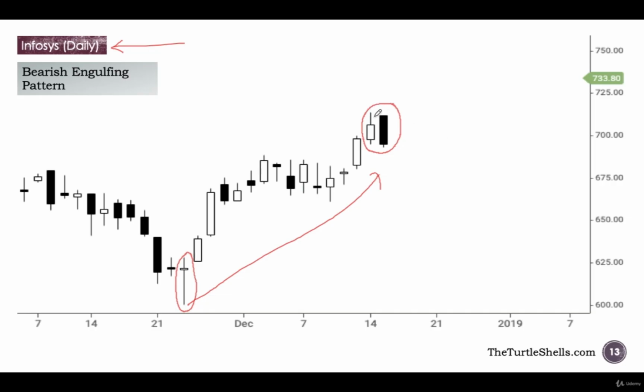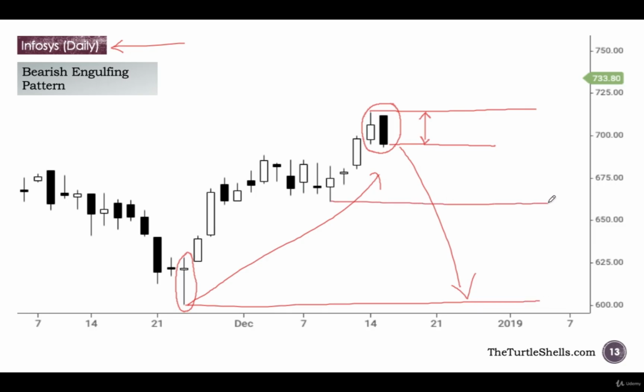So the highest high of these two candles becomes a resistance. So we keep our stop loss just above that. Then our entry point is the price at which the bearish engulfing pattern has closed. Then that is our risk. And then we can expect the price to go down from here, probably hit this point, probably hit this support.